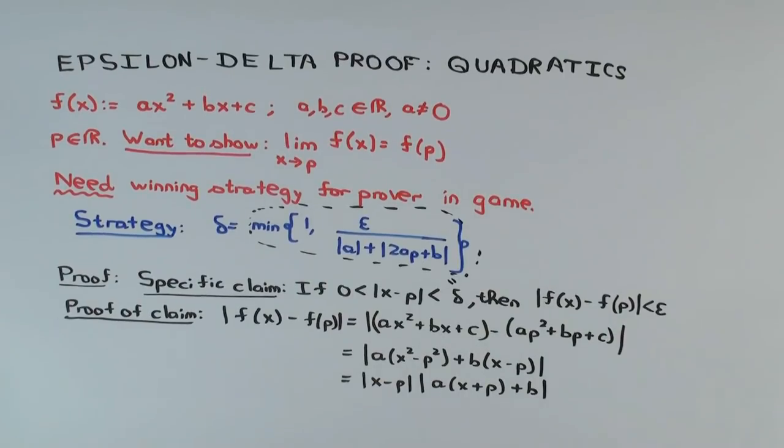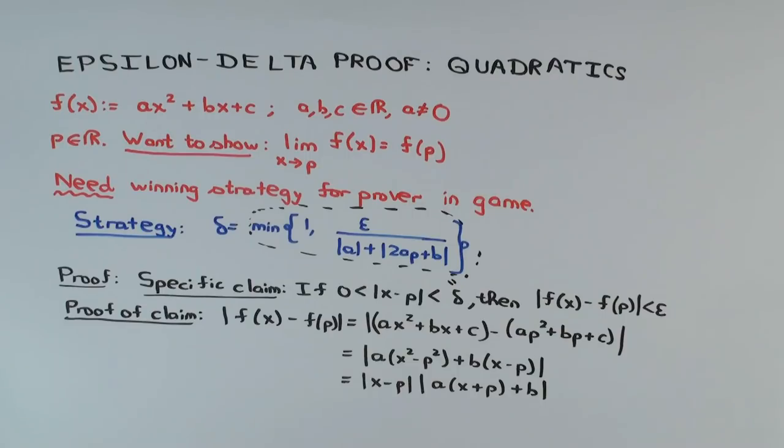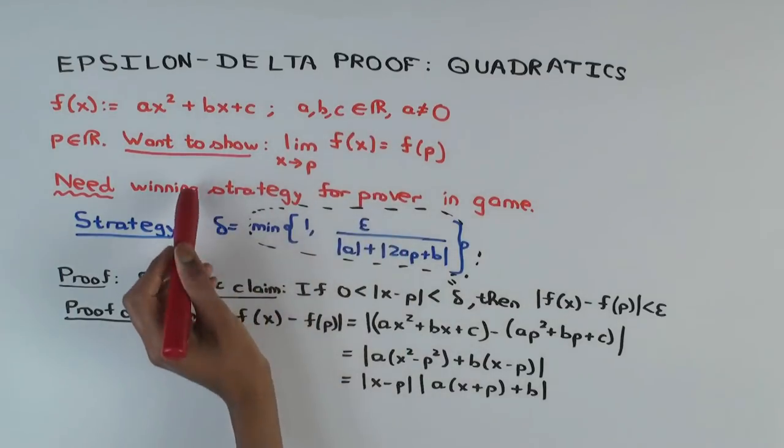Okay, this term is going to be about trying to show using the epsilon delta method that any quadratic function is continuous at all points in the real numbers. So here is a quadratic function. f(x) is ax squared plus bx plus c. a, b, c are all real numbers and a is non-zero.